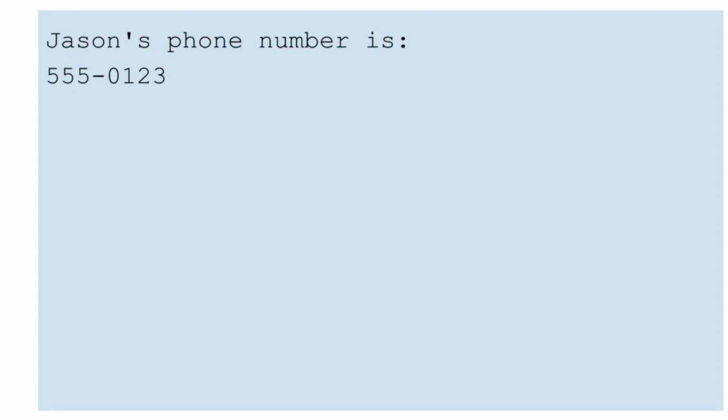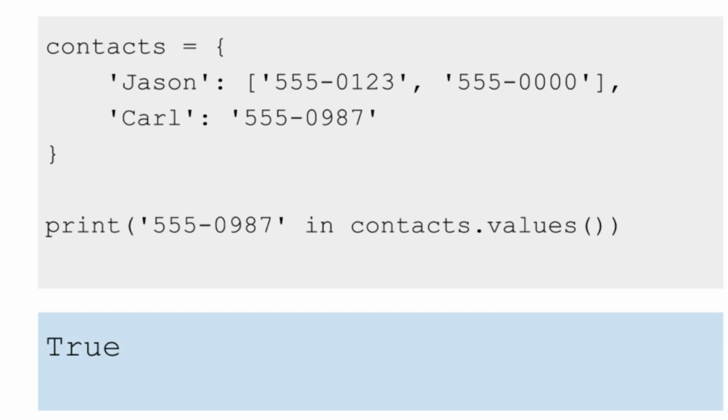Just like we expected, the first item in the list associated with the Jason key in the contacts dictionary is printed to the screen. The values dictionary method returns a list of values in the dictionary. Use the value in list syntax to determine if the value exists in the list. If the value is in the list, true is returned, otherwise false is returned. In this example, the value of 555-0987 is in the dictionary, so true is returned.